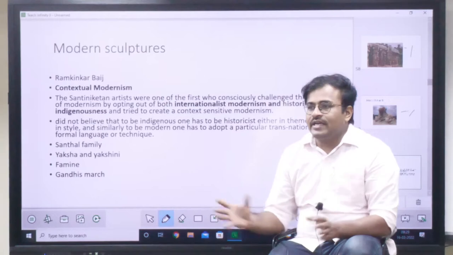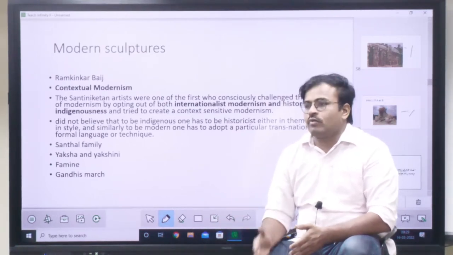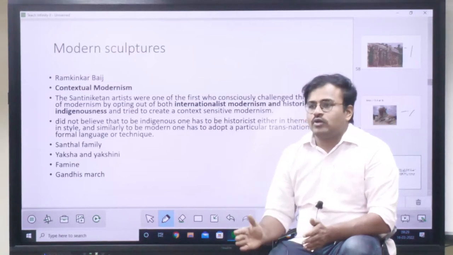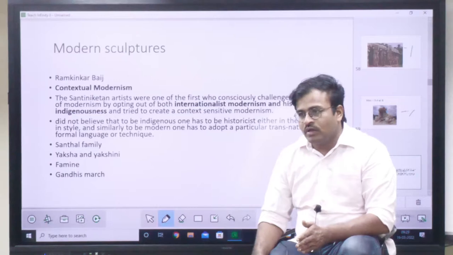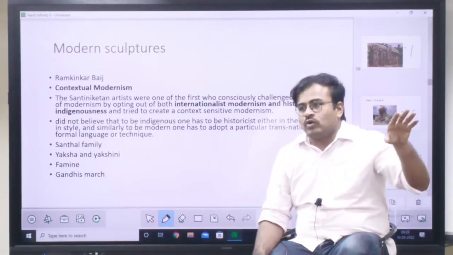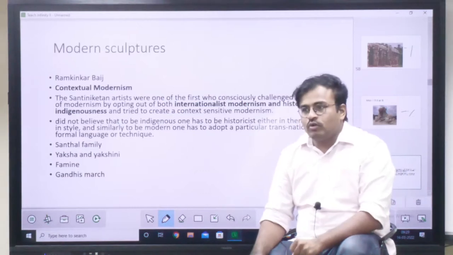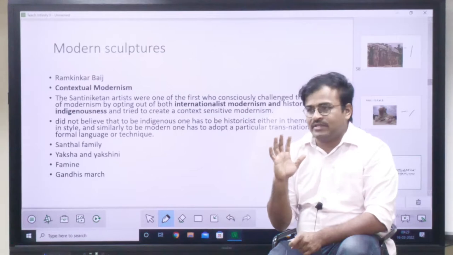What this person did is he integrated or rejected both the schools, and according to his own needs and what he is trying to convey, he tried to develop a new school of sculpture, which is known as contextual modernism. It contains the elements of Indian cultural tradition on one side. On the other side, it also has the Western cultural traditions. So both of them are integrated together in his sculptures, which are known as contextual modernism based sculptures.